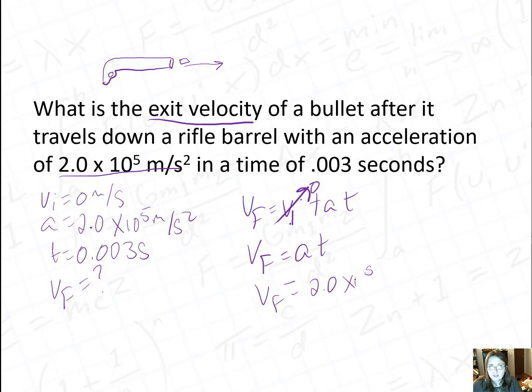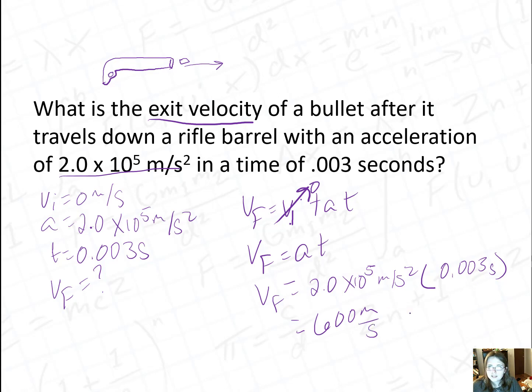(2.0) times 10 to the 5th meters per second squared, so then that's times time. The time is 0.003 seconds. And then that is equal to 600 meters per second when we plug that into the calculator.